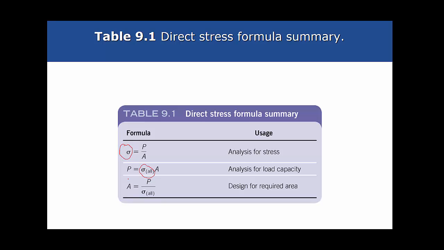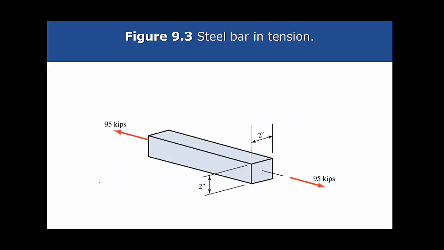Okay, so we'll be dealing with that, and then finally we've got the design for the required area. If you want to find out what the area is, then it's the force over the allowable stress. Again, that's just a manipulation of that formula. So this table should help you quite a bit in this chapter, I would think. You really shouldn't need it if you can do math, for that matter, but it is kind of handy. Maybe you'll want to keep that around.